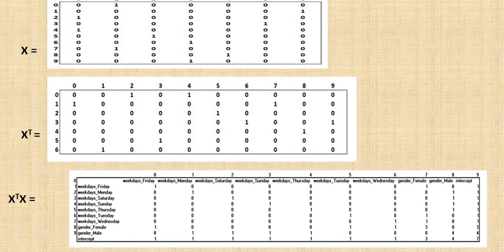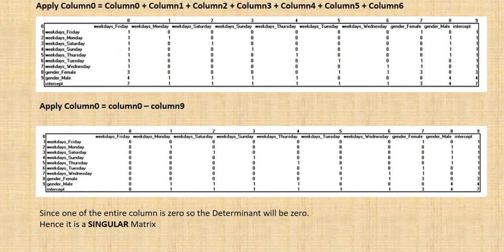So first of all, I have this data set where I have 7 rows and 10 columns. After the transpose, we have 10 rows and 7 columns, and when we get the dot product of x transpose x, we are left with what I've shown in the last figure. Now the dimension of our data set will be 10 by 10. If we want to calculate the determinant of a certain matrix, we will apply column and row transformations.